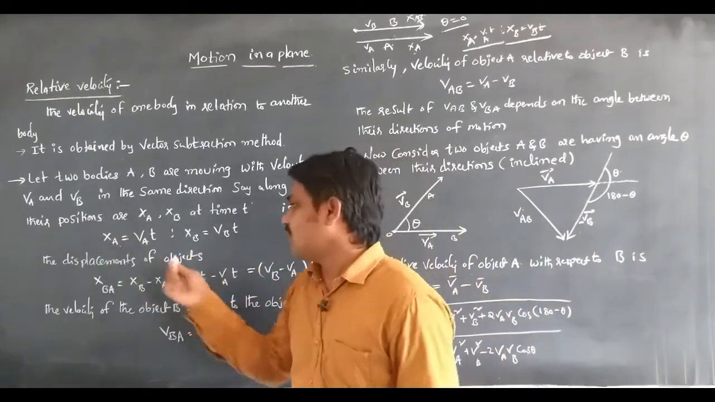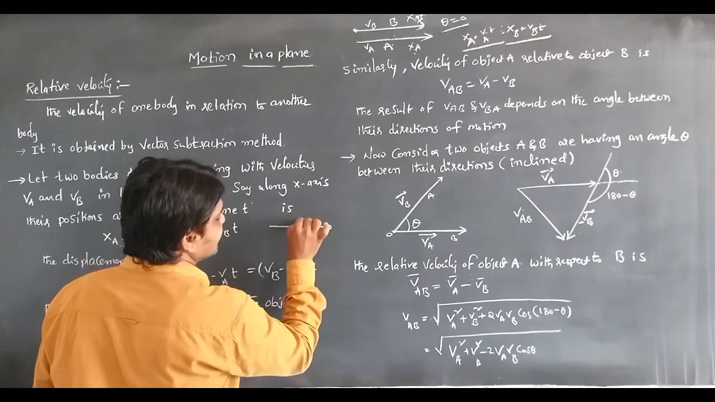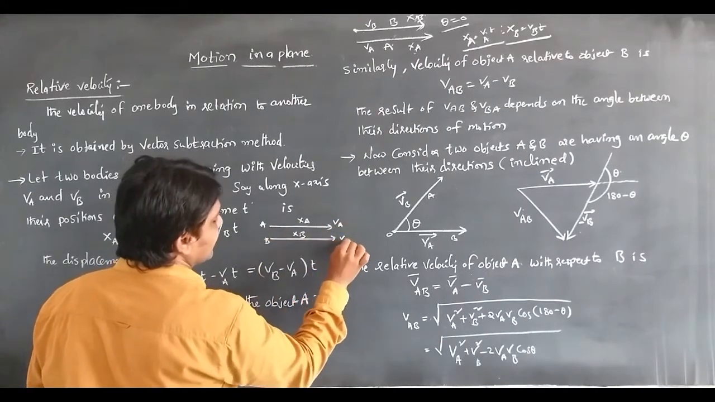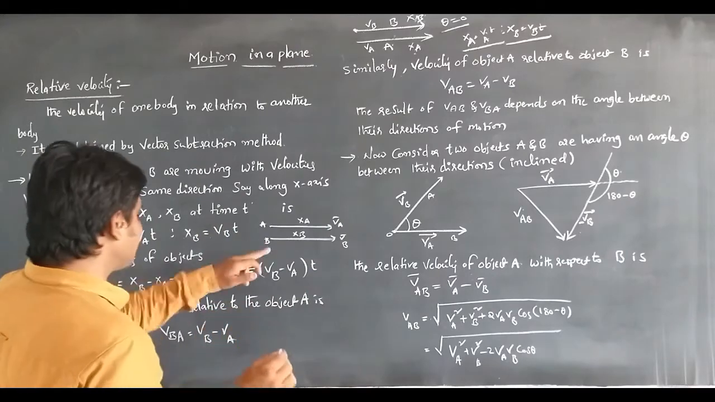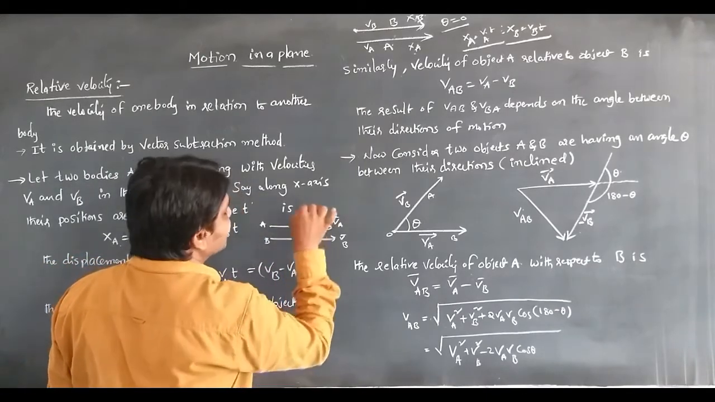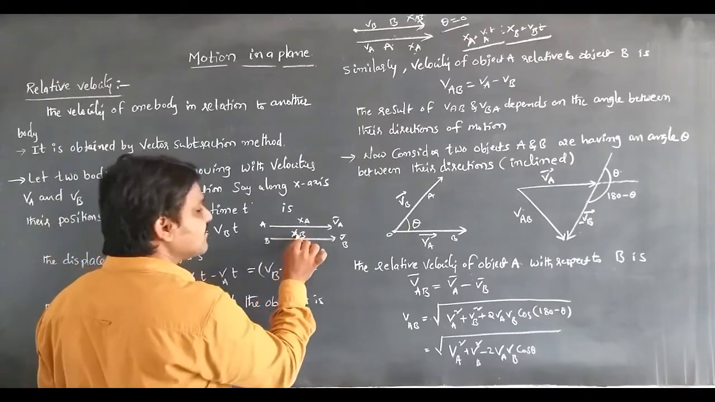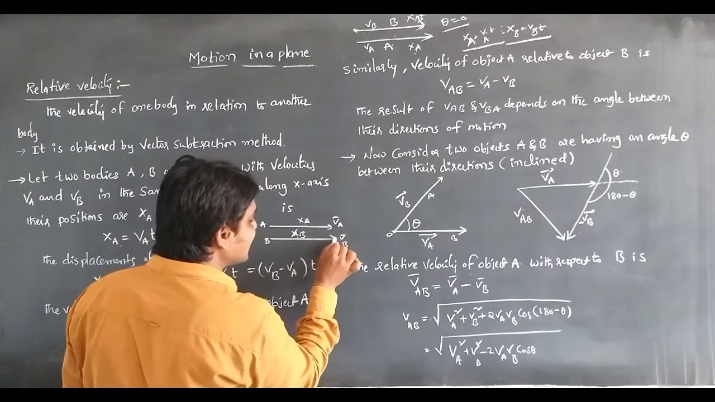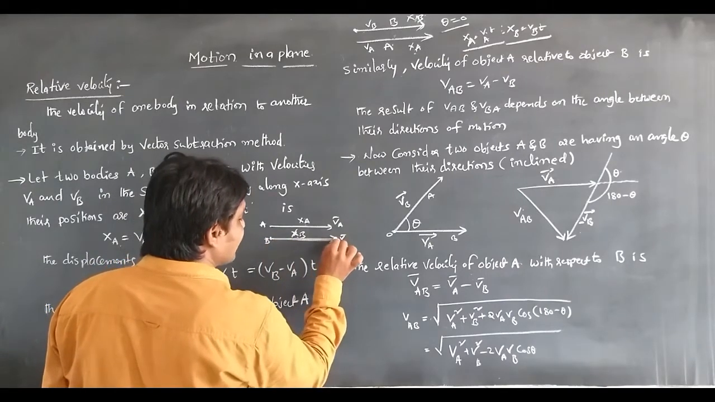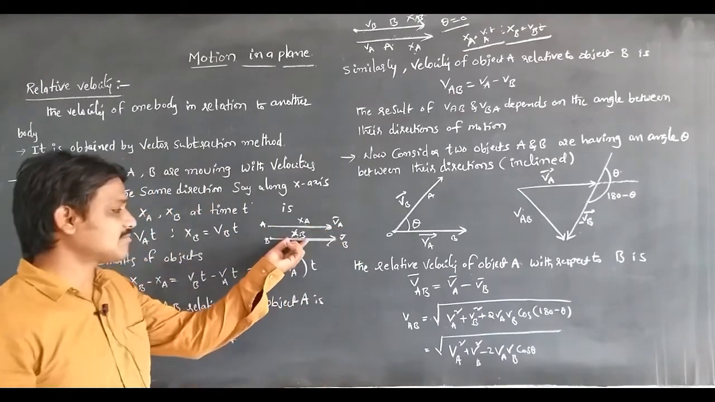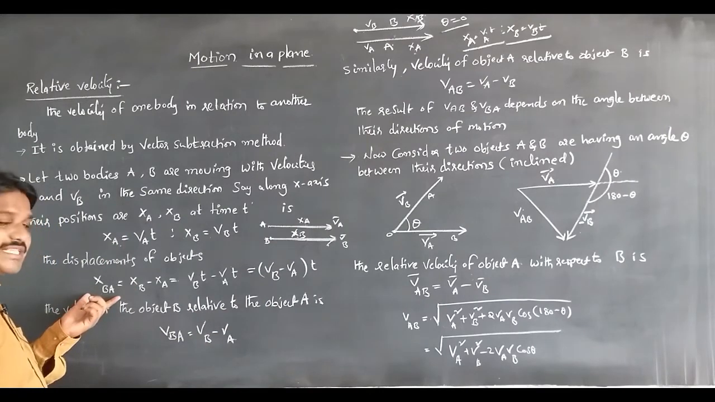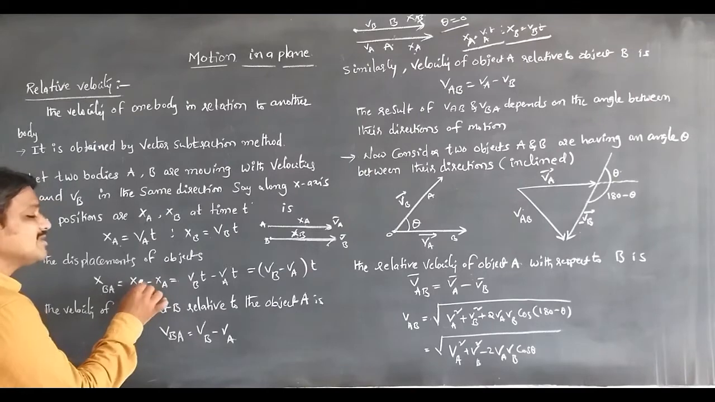So body A moves through a certain distance, its displacement being xA, and the other body B has displacement xB, with velocities VA and VB. If we want to know the displacement of B with respect to A, meaning how much more displacement body B has than body A, the position of body B with respect to A, we write XBA. XBA means XB minus XA, the difference between the displacements.